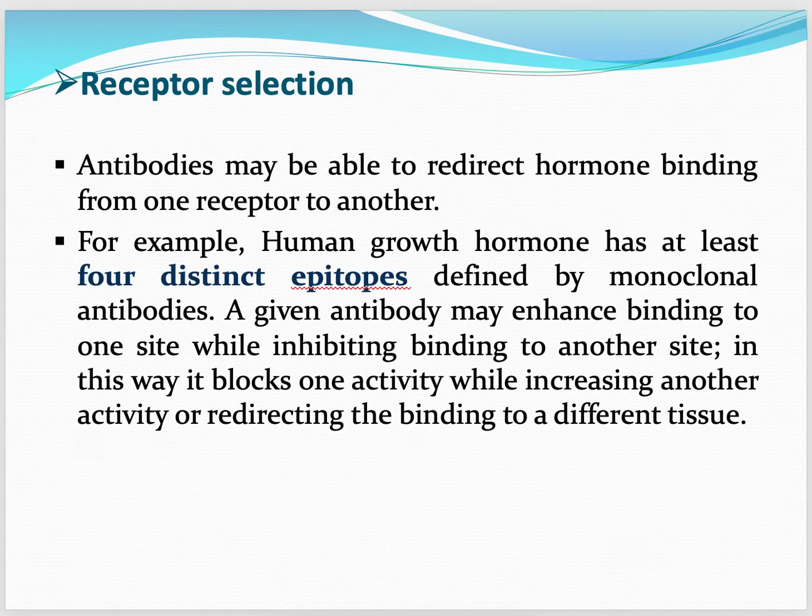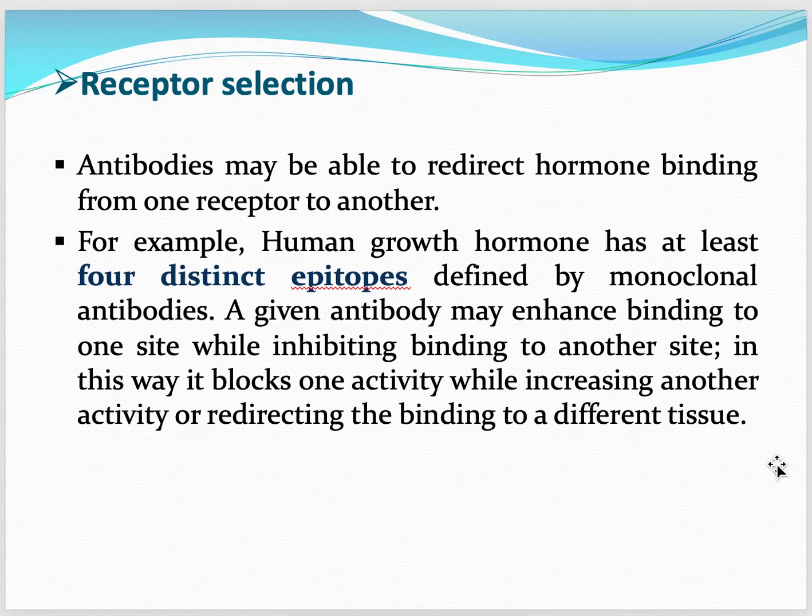Then another mechanism of activation: receptor selection. The antibodies may be able to redirect hormone binding from one receptor to another. Let's talk about an example, for example, human growth hormone. The human growth hormone has at least four distinct epitopes. How do we know that? By monoclonal antibodies.